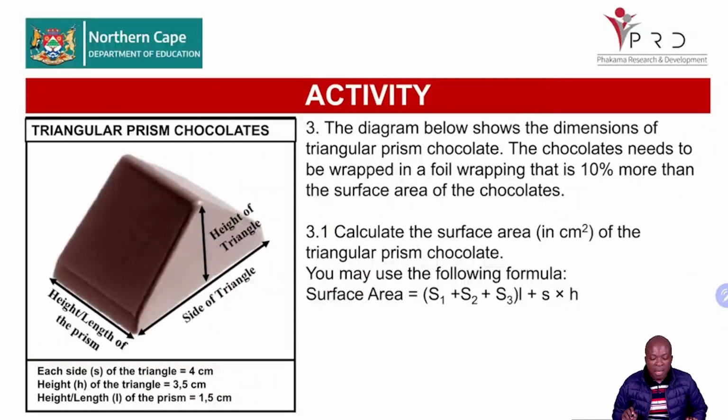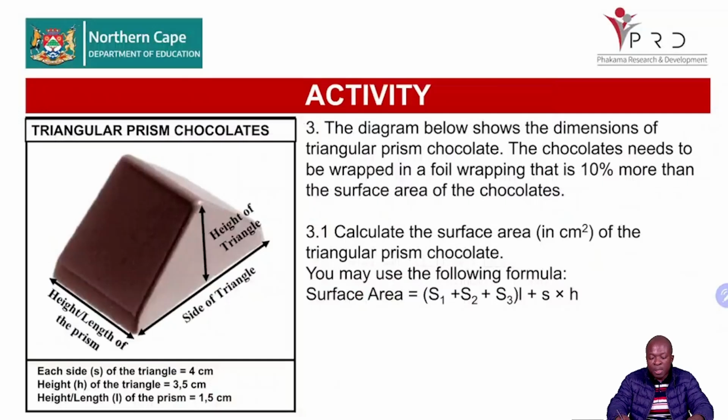Okay, now I have given you a different shape. We have worked on a circle, we have worked on a cylinder. Now we have also worked on the rectangle. Let's look at a triangle. The diagram below shows the dimensions of triangular prism chocolate. The chocolate needs to be wrapped in a foil wrapping that is 10% more than the surface area of the chocolate. Calculate the surface area in centimeters squared of the triangular prism chocolate.